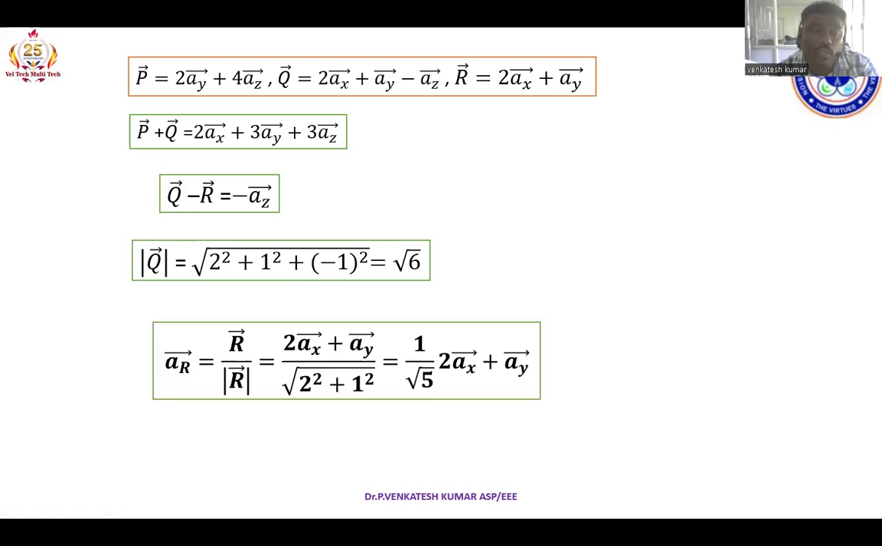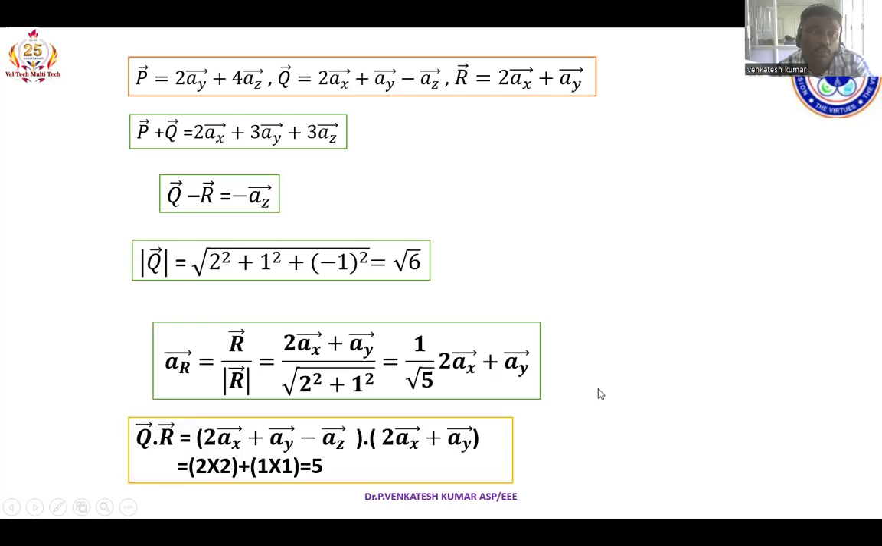Next, we want to calculate the unit vector. Unit vector with respect to which vector? It could be P vector, Q vector, or R vector, but here it asks only for R vector. The unit vector of R is equal to R vector divided by the determinant of R vector. The R vector is the original vector 2AX vector plus AY vector. The determinant, based on 2 squared plus 1 squared, is the square root of 5. So the unit vector is 1 divided by root 5 times 2AX plus AY vector.